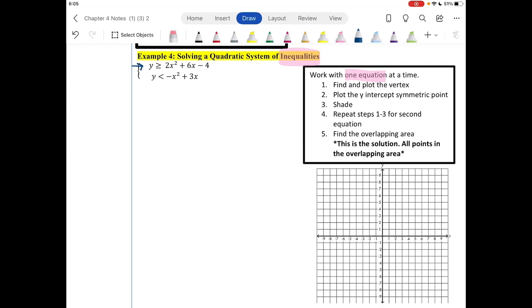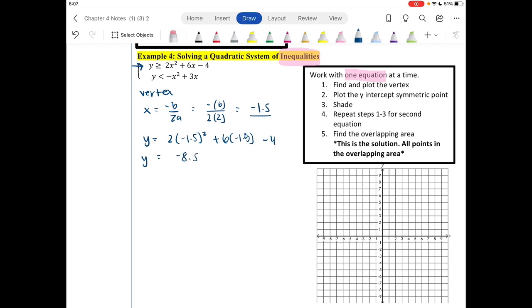First thing we need to do is find that vertex. We can find the x portion of the vertex again by using that equation, negative b over 2a. Our b value is 6, so we'll have negative times 6, 2 times a, which is 2, and this gives us negative 1.5. To find the y portion, we need to plug that back into the equation. So y will be equal to 2 times negative 1.5 squared plus 6 times negative 1.5 minus 4. Using order of operations, we're going to find that y is now equal to negative 8.5. So our vertex is negative 1.5 and negative 8.5.